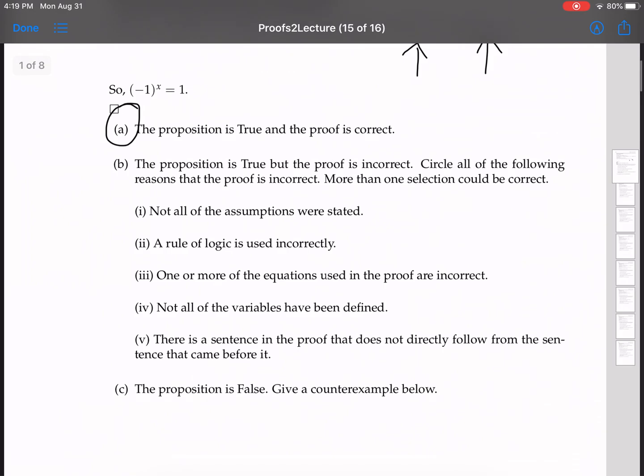Okay, so all the variables have been defined. No rules of logic were used incorrectly. All the equations are correct. And everything followed directly from what came before.